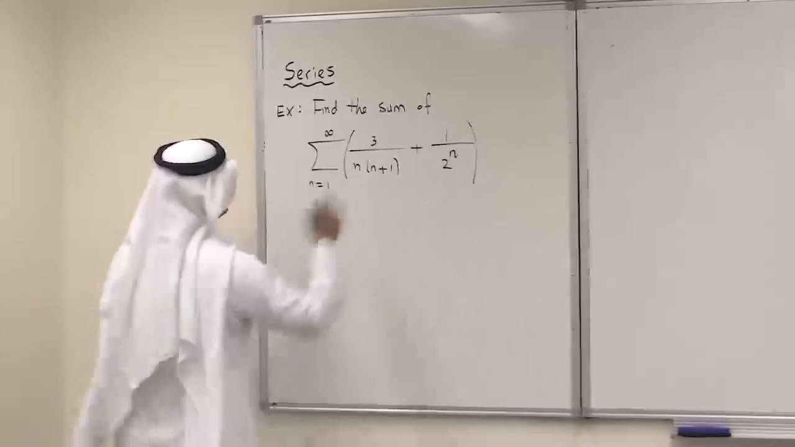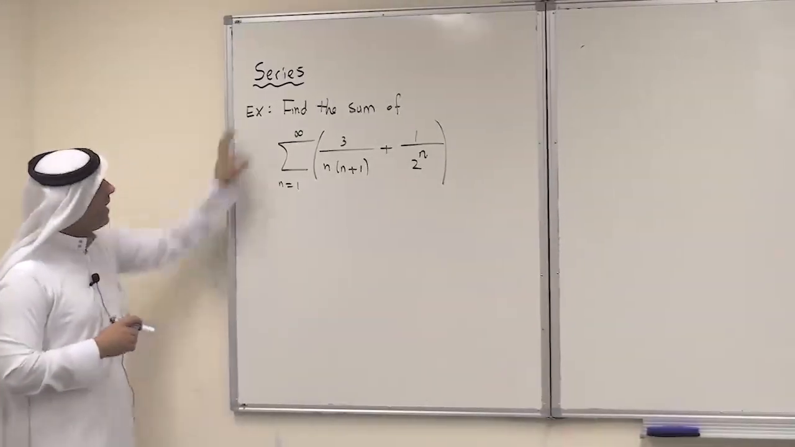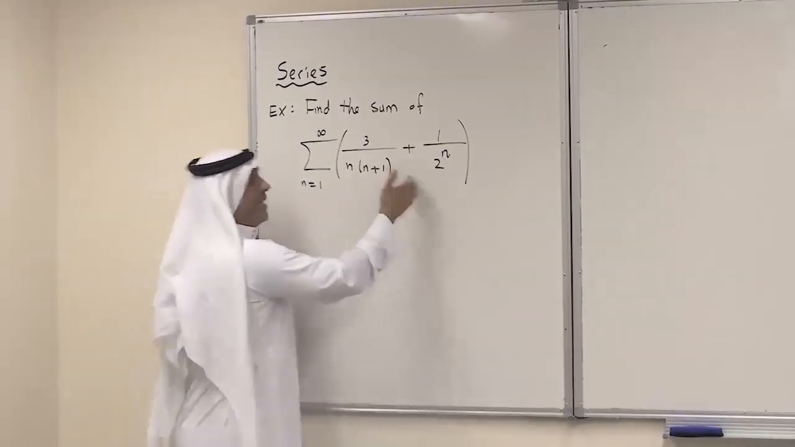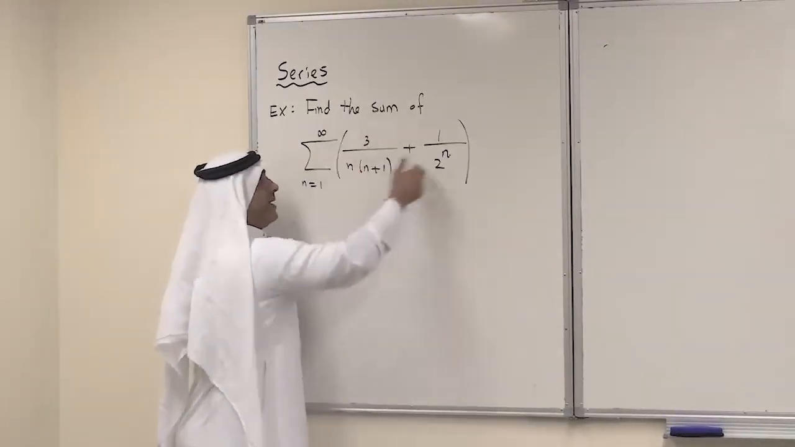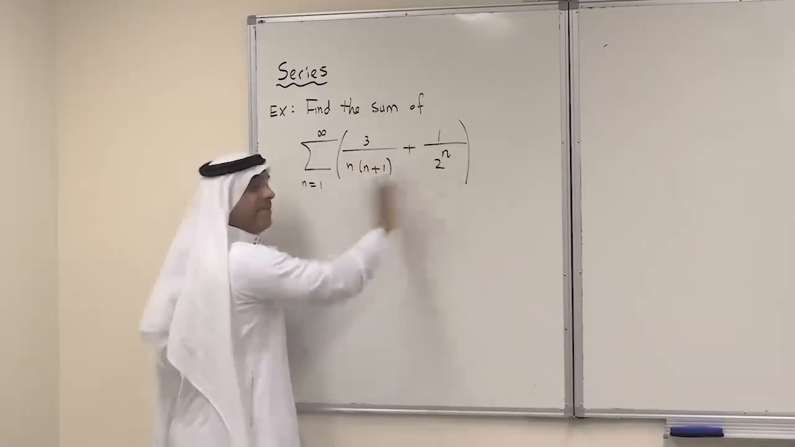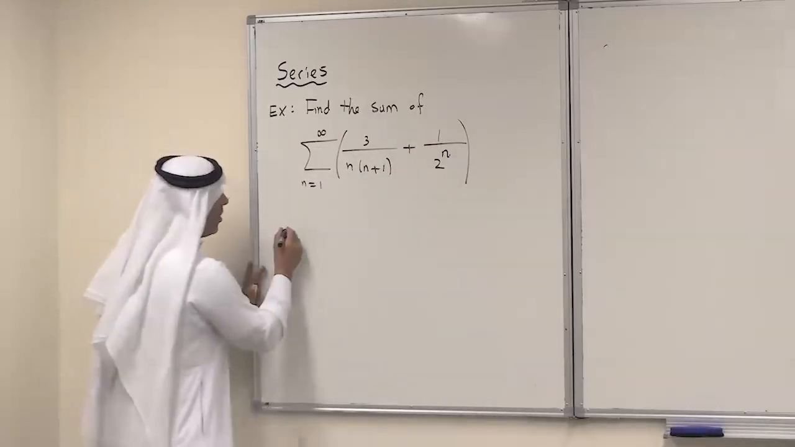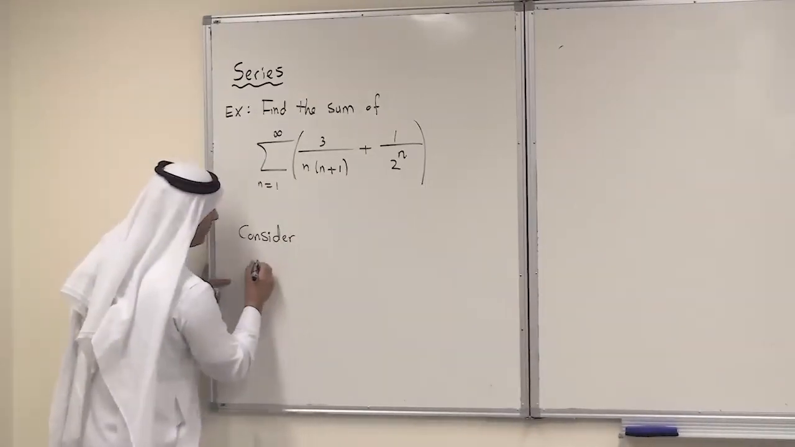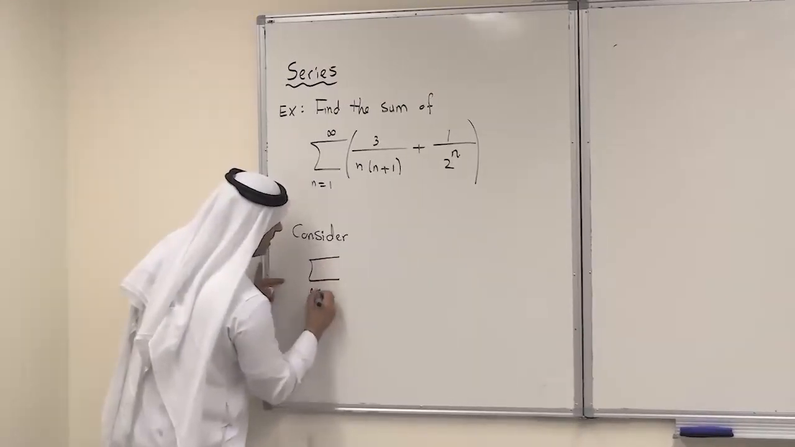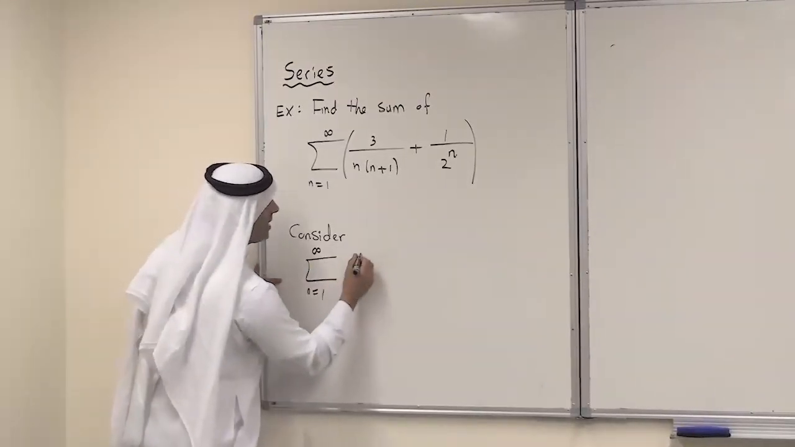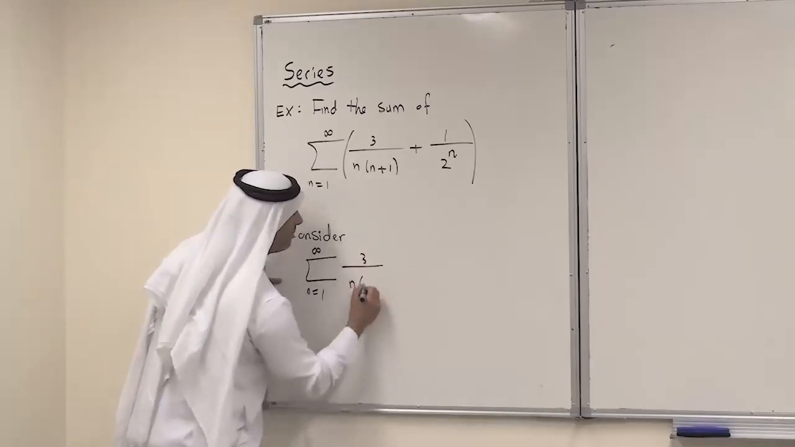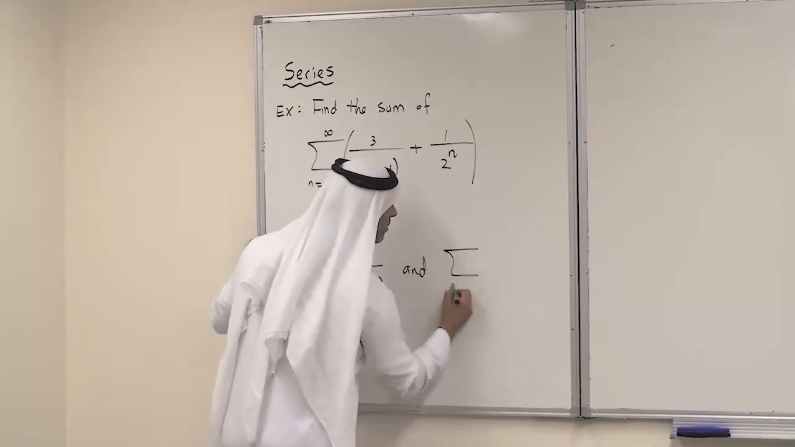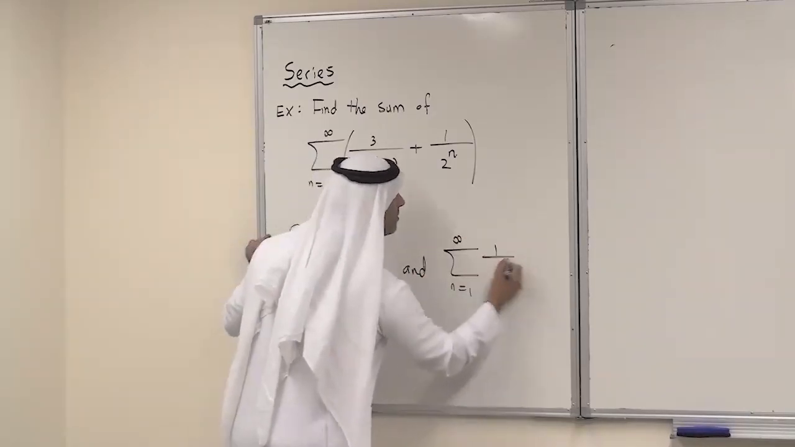Now let us see this nice question here. It says find the sum of the series. You can look carefully at the nth term. If we separate this into a first part and a second part, these are well-known series for us. So what we need to do now is investigate what is happening if we discuss the first one separately, the sum from n equal to 1 up to infinity. Let us start with 3 over n plus 1. And the second one is the summation from n equal to 1 up to infinity of 1 over 2 to the power n.